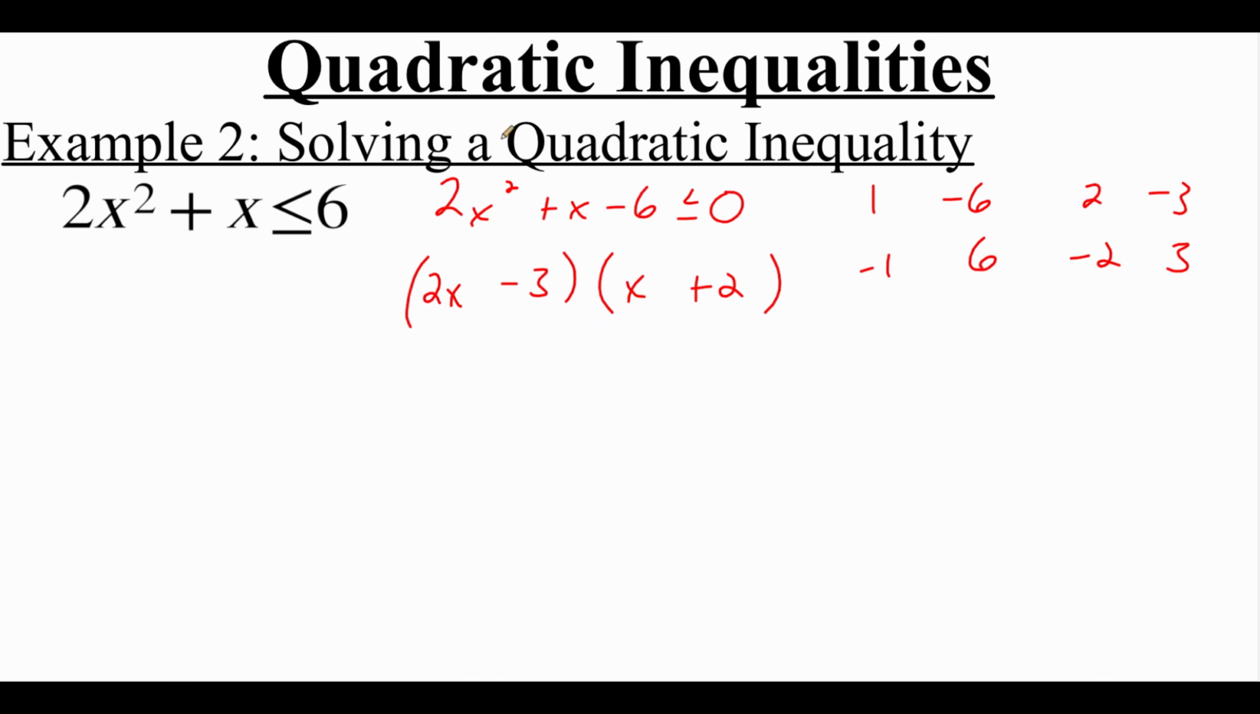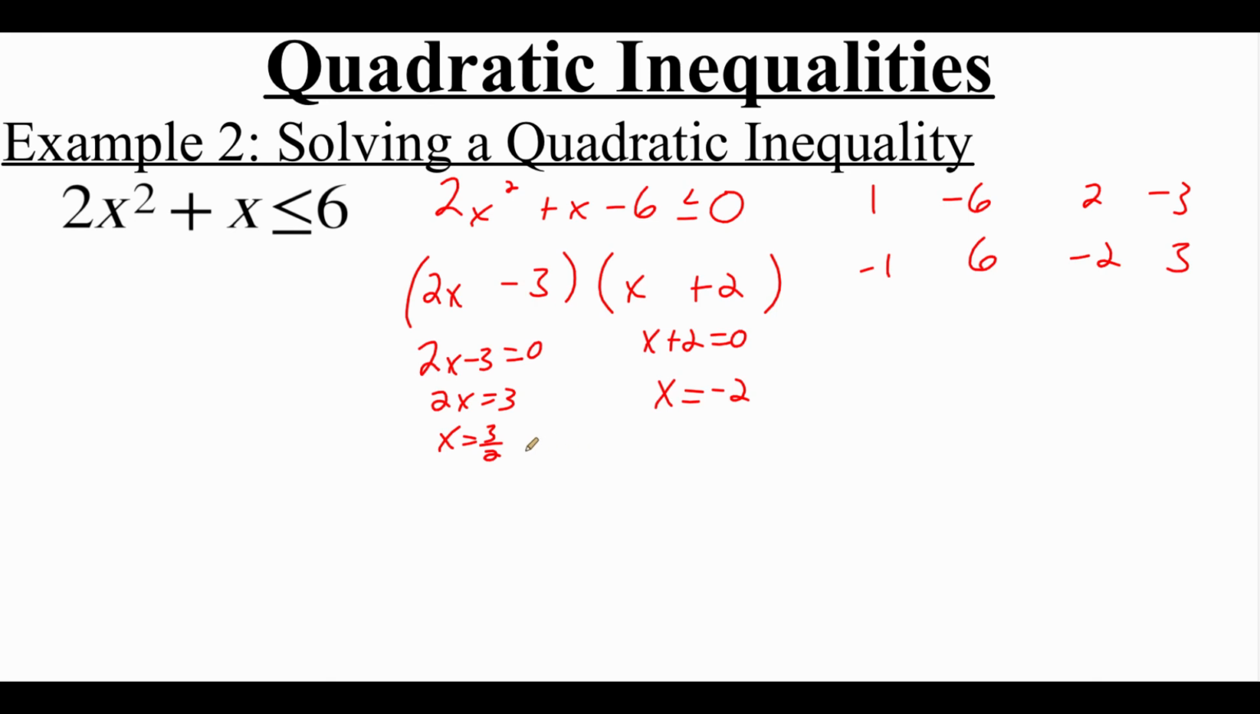So then what we're going to do is take these two factors and set them equal to 0. So 2x minus 3 equals 0. I'm going to add that 3 over, so we get 2x equals 3, but then I'm going to divide by the 2, so we get x equals 3 halves. And then over here, I'm going to take the x plus 2 and set that equal to 0, and subtract that 2 over, so we get x equals negative 2.